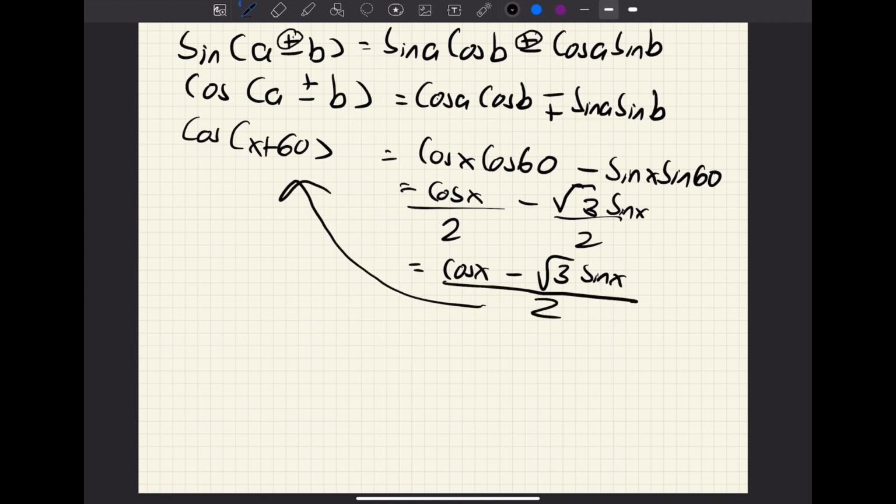So take care, don't fall for the trap that they wrote A plus B, so you'd also say cos A cos B plus. Do not fall for that trap. If it's a plus over here, it'll be a minus over here, and vice versa.